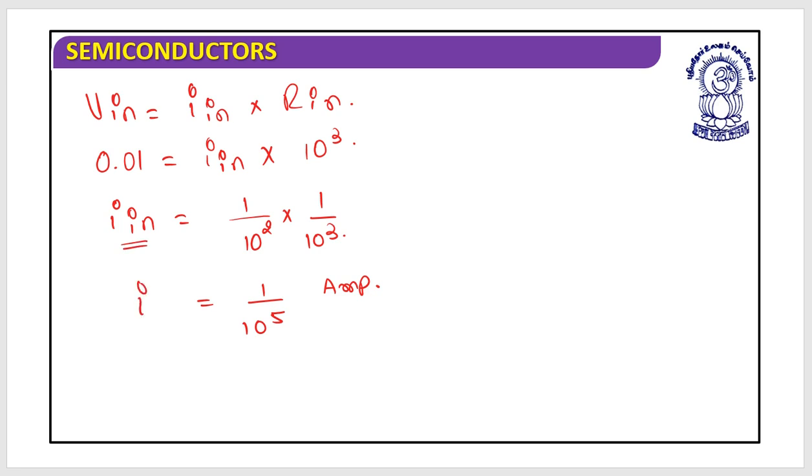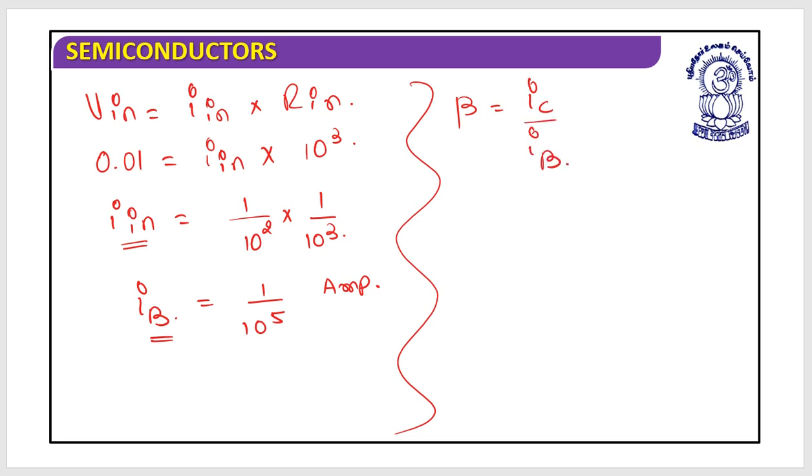This is called input as well as IB, because it's a CE configuration. Now what do you want? You want IC. So beta is equal to IC by IB. Beta is given as 50, which is equal to IC by IB. So IC is equal to 50 into 1 divided by 10 to the power 5.